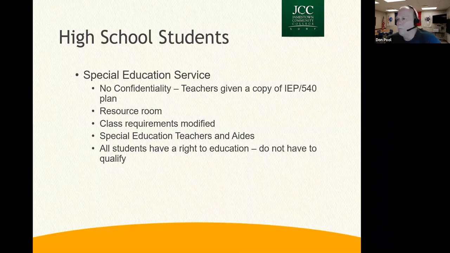In classroom modifications or class requirements can be modified to fit the needs of the students. It's all about success. And finally, all students have the right to an education. You don't have to qualify to get a high school education.